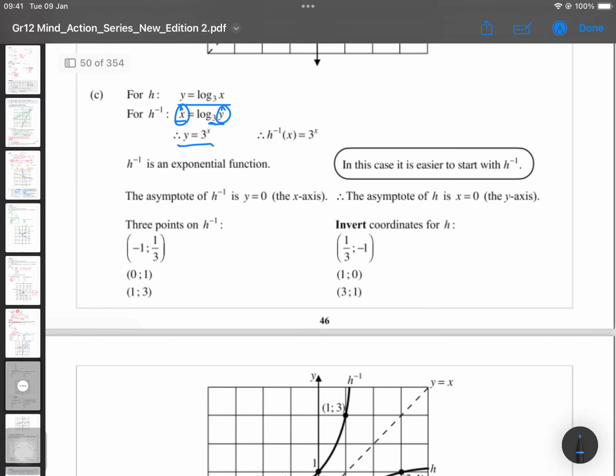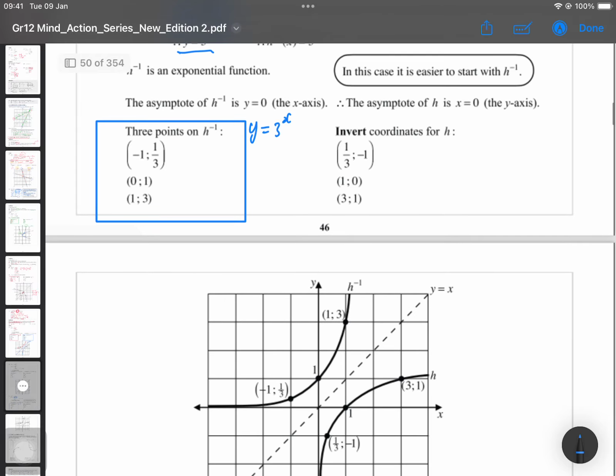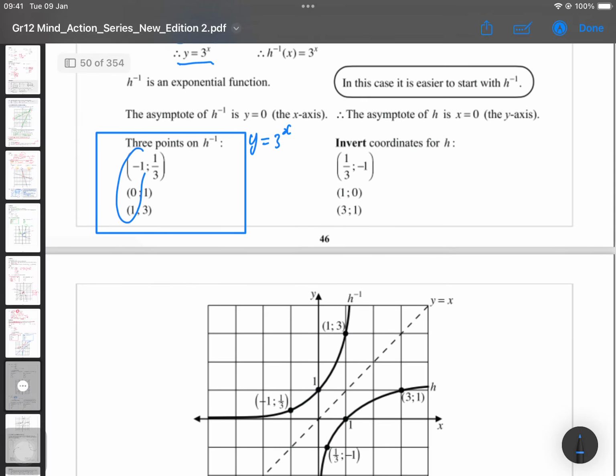For the inverse, I guess. Again, you can start with the original or the inverse. Here, let's start with the inverse. So the inverse is y equals 3 to the exponent x, and it's easier to get it using this one. Again, you use your 3 points, negative 1, 0, and so on. Substitute them where you see x, and then get the y values: 1 over 3, 1, and 3.